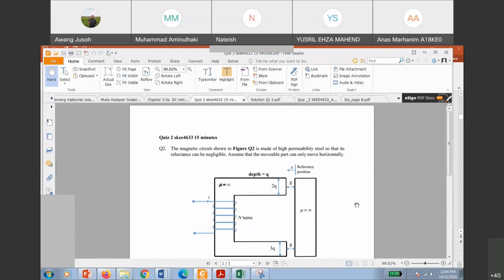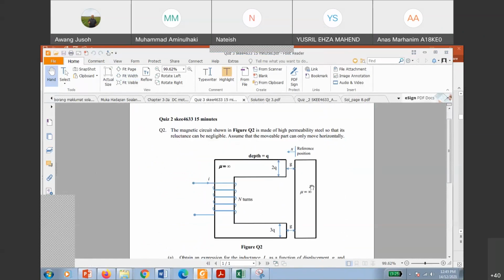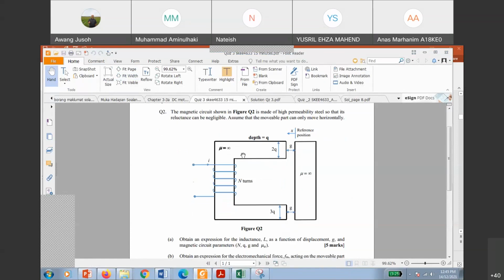Remember this structure, it can come back. We will ask again in your test 1 or your final exam. It can be tested again. Don't take it easy. You must be careful about this.